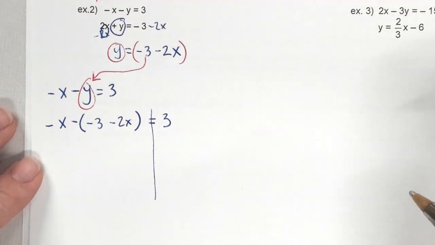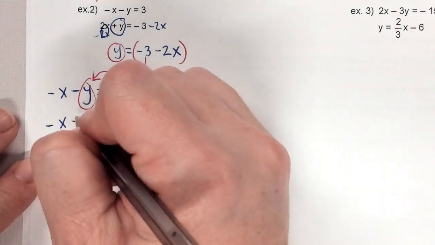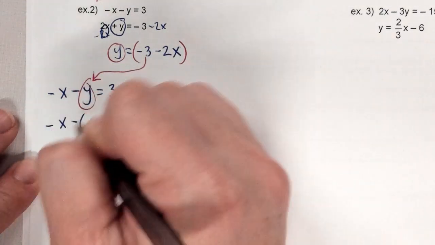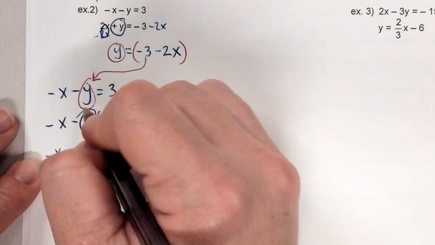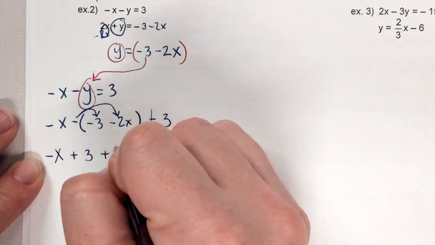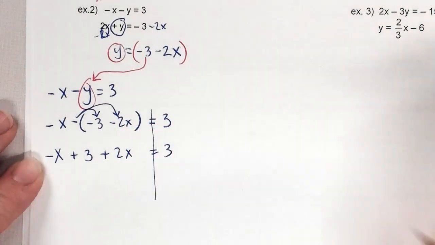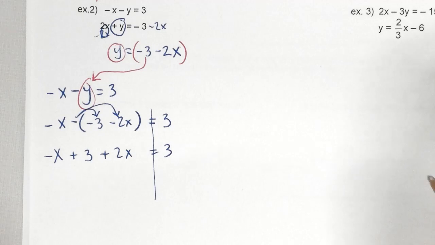What do I need to do first? Distribute what? The negative. So that negative x stays. I'm only distributing this negative touching my parentheses. 2 negatives makes a positive. 2 negatives makes a positive. So all it did was change both of those negatives to a positive.